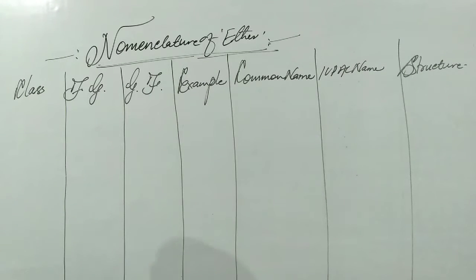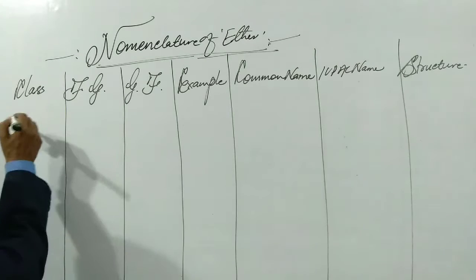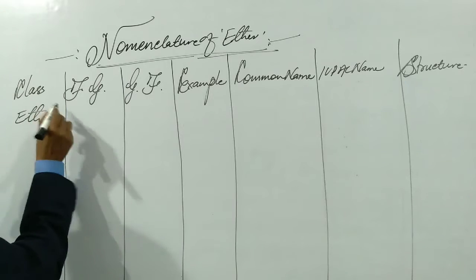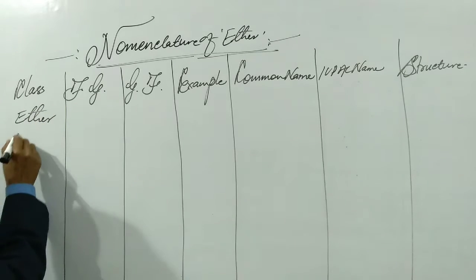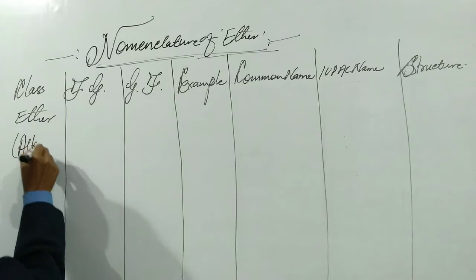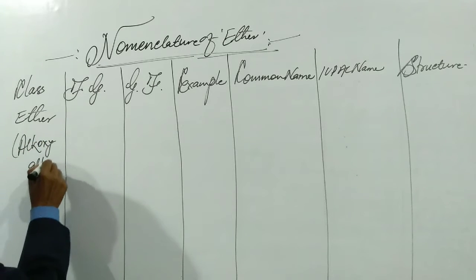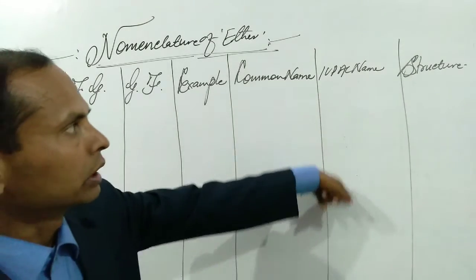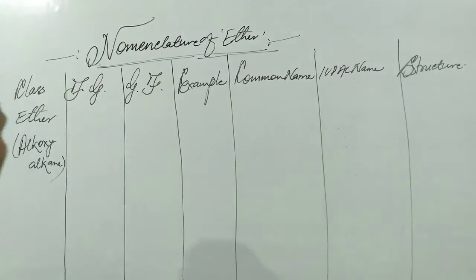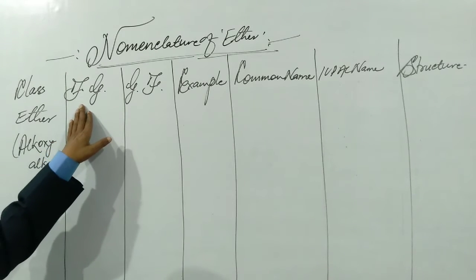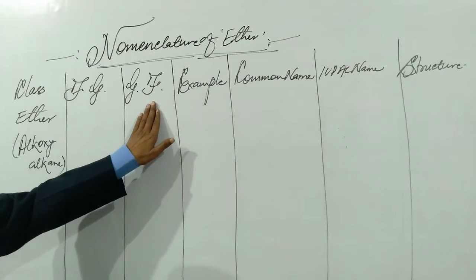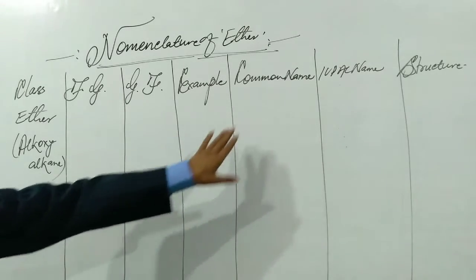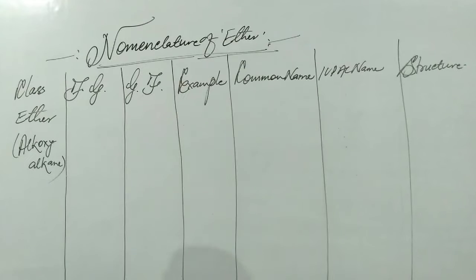Ether is another class, so in the column of class we can write ether. The IUPAC name of ether is alkoxyalkane. Alkoxyalkane we can write in brackets because we have to use such name in this column. This is the IUPAC name. FG stands for functional group. GF stands for general formula. This is example, common name, IUPAC name and structure of ether.